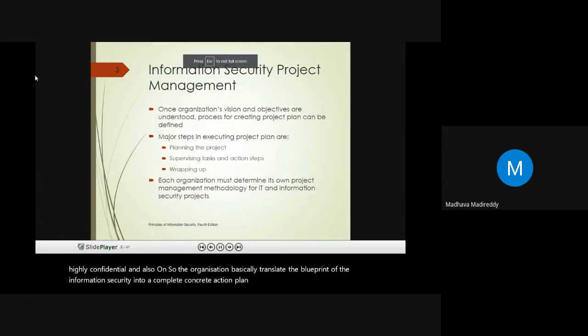So, information security project management. In this, we are looking at creating a vision. Once the organization's vision and objectives are understood, then it is possible for us to create an action plan. The major steps in executing such an action plan involve planning, creating the plan for the project. Then after you put it into action, you have to supervise the tasks and the actions, and then we do the wrapping up at the end. Each organization must determine its own project management methodology for information technology projects.